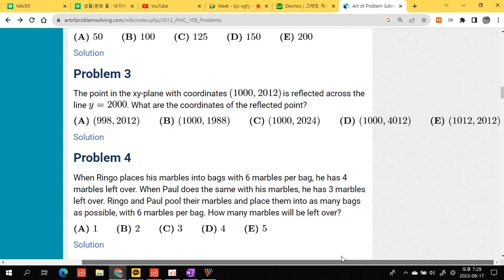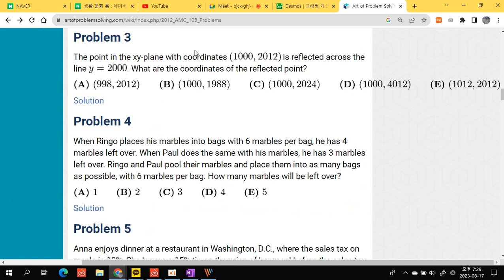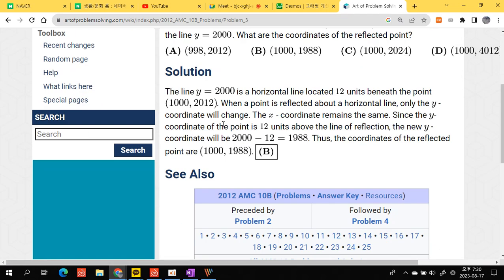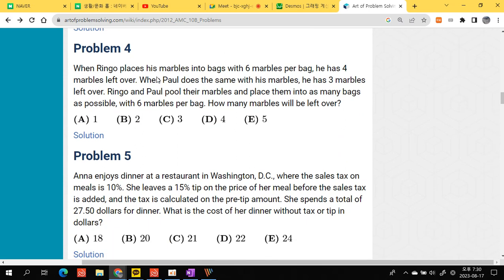And number three. So if it's reflected across y is 2000, so it's like 2000 plus minus 12. Plus 12 makes 2012. So what is 2000 minus 12? 2000 minus 12. Yep, for the y coordinate. B. Yep.